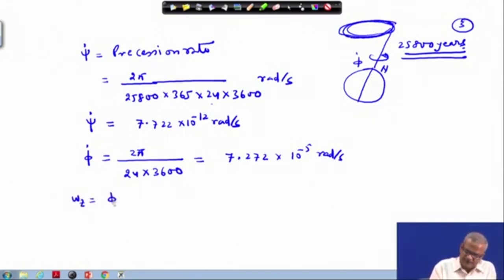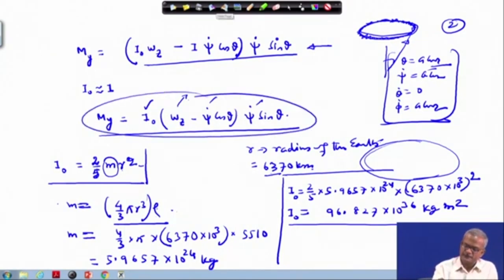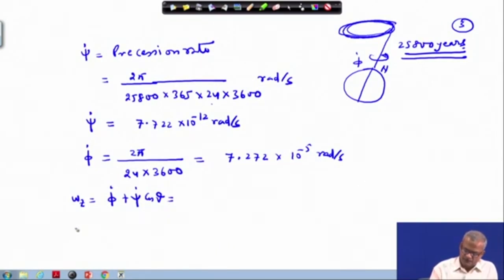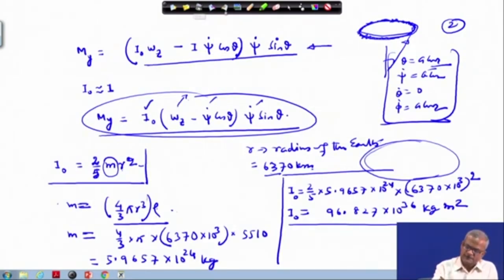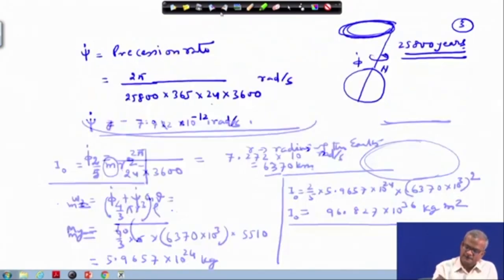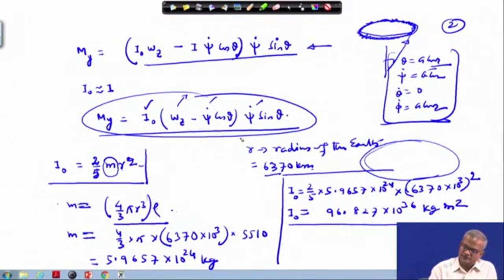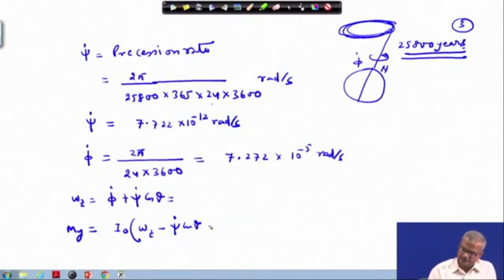So, omega z is nothing but phi dot plus psi dot cos theta. So, we can insert these values here. Going back to the previous page, this expression we pick up and write on the next page. This is m y: I 0 times omega z minus psi dot cos theta, cos theta, and then multiplied by psi dot sin theta.